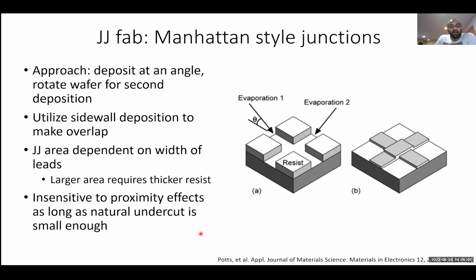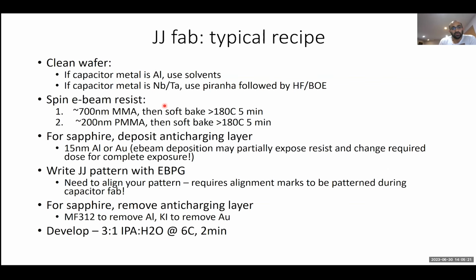But as long as the natural undercut in these regions is small enough, you are less sensitive to proximity effects. Okay, so those are, really quickly, the three most common styles of junctions. So let me walk you through a typical Josephson junction fab process.